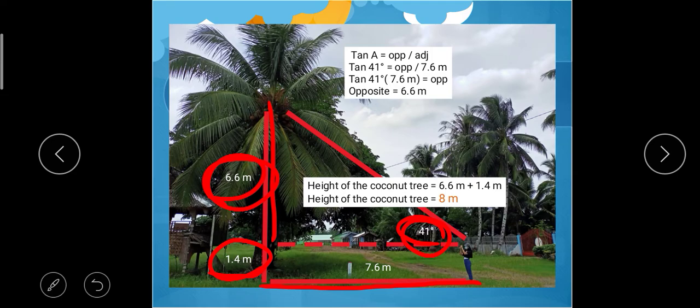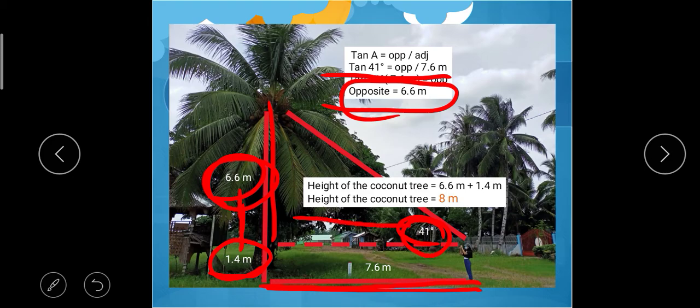Now we will still use the tangent formula. So tangent A is equal to opposite over adjacent, where A here is 41 degrees. Tan 41 degrees is equal to opposite over 7.6 meters. 7.6 meters is our distance from the tree. Now tan 41 degrees multiplied by 7.6 meters, so we have our opposite is 6.6 meters. Now in order to get the height of the coconut tree, we will add these two, so we get the height of the coconut tree is 8 meters.